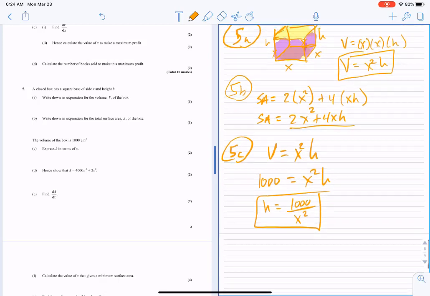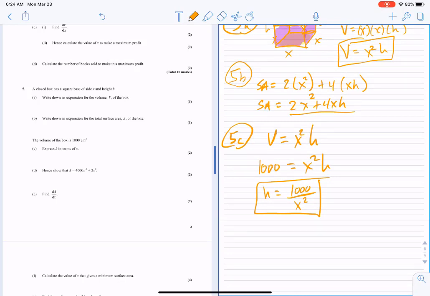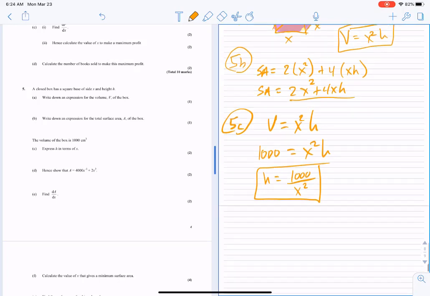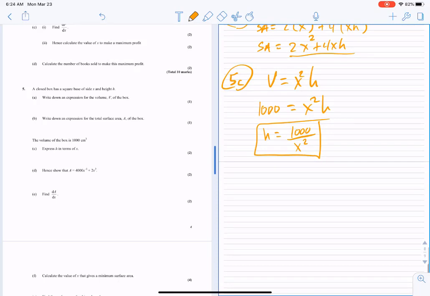And that will be that answer, okay? And that's for 5C. We'll do 5D. They want me to show that the area, or the surface area they call it, is 4,000 x to the power of -1 plus 2x squared.